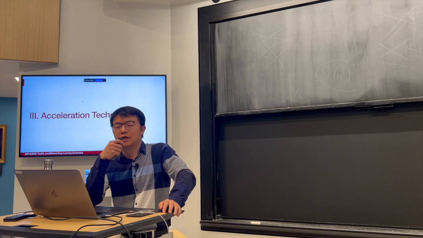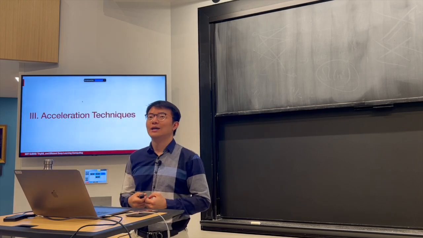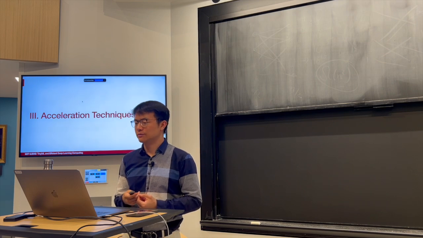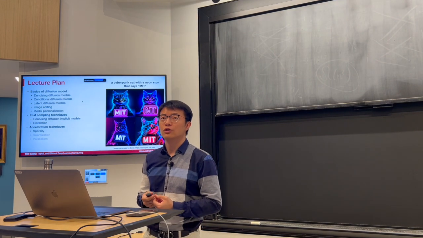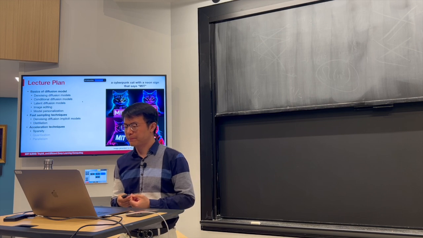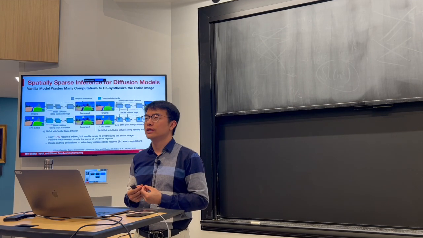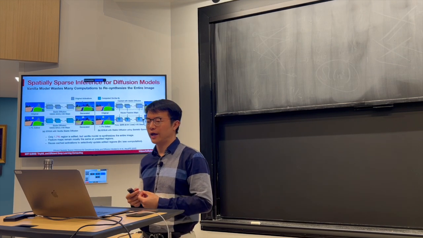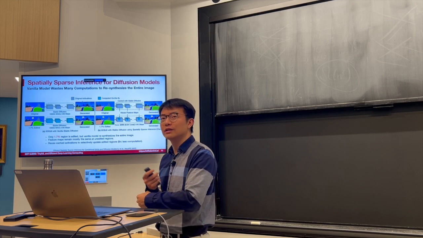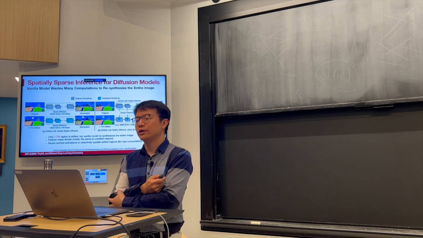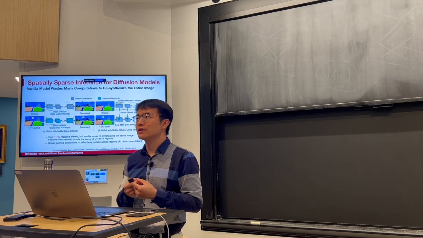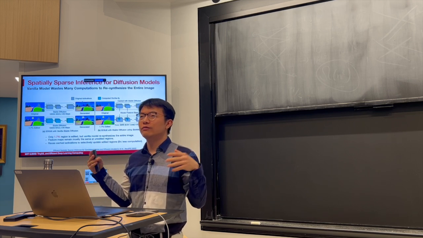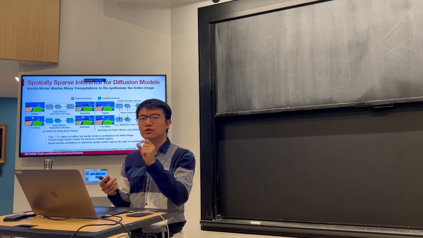Okay, chapter 3. Now let's talk about acceleration techniques for diffusion models. Let's start with using sparsity. We can exploit spatial sparsity to accelerate the inference of diffusion models, in particular for photo editing. Vanilla diffusion models waste many computations when we have to resynthesize the entire image, even if we only edited a very small portion of it.